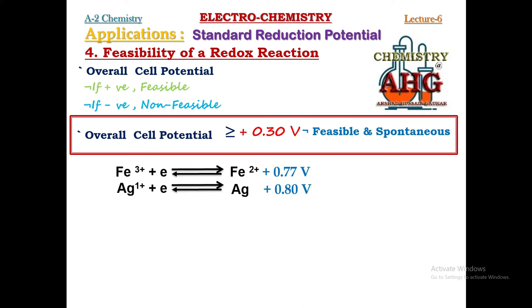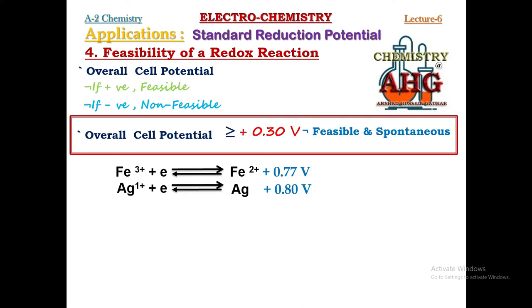Look at the two examples in front of you. You can see the half cell whose standard reduction potential is greater mathematically, it is silver. So what does this mean? You must carry out reduction in the silver half cell, and the iron half cell must undergo oxidation. Now how to write down the chemical equation for this feasible reaction?